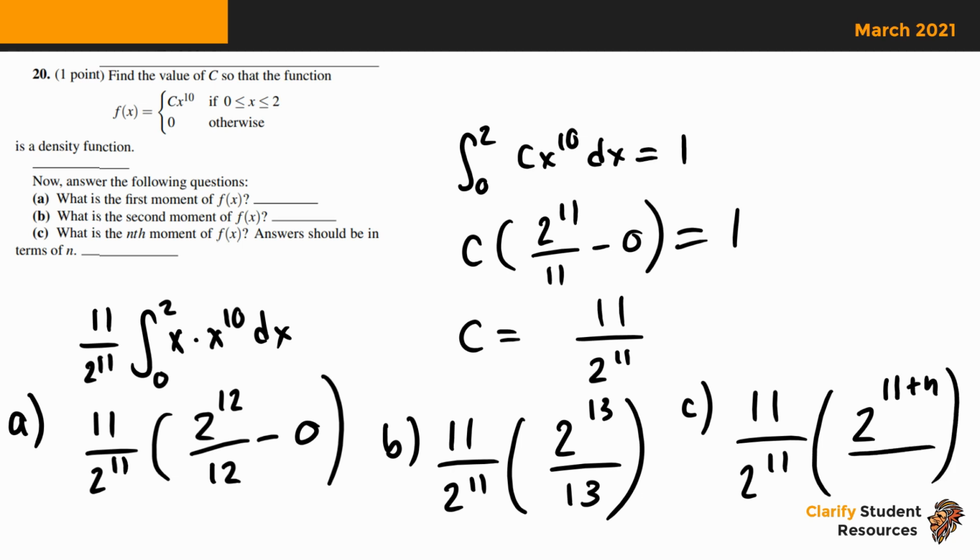And then this is going to be over 11 plus n. The reason being is because this is the first moment, and this is the second moment. So we say 11 plus 1 is equal to 12, and 11 plus 2 is equal to 13. So we can see here that we have this pattern, which will tell us what the function is going to equal.